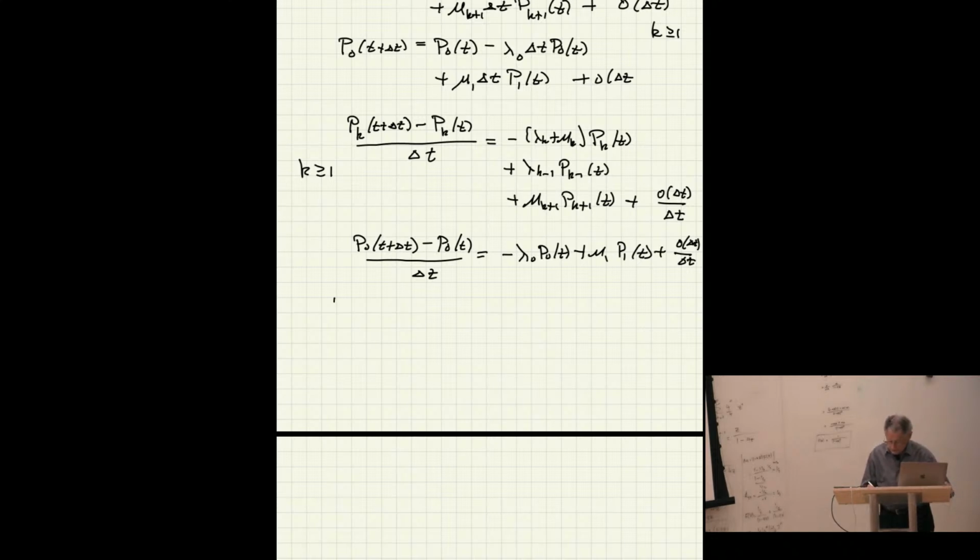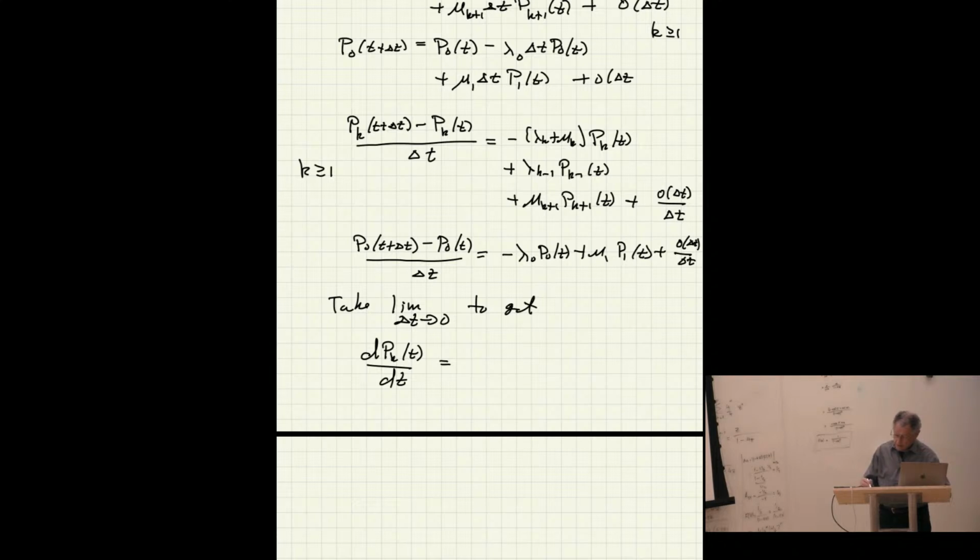So we're going to take the limit as delta t goes to 0 for the entire equation. And what do we get? We're going to get the following. The one on top is going to be the differential of pk of t. Good old differential calculus. Is equal now, delta t goes to 0.